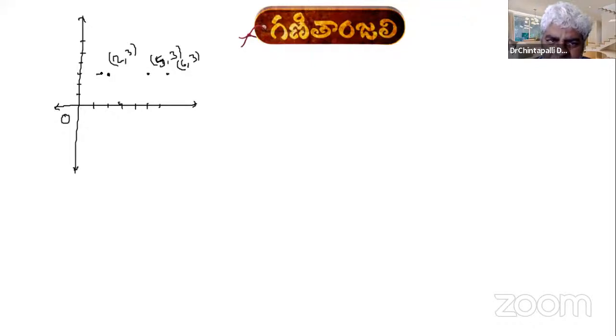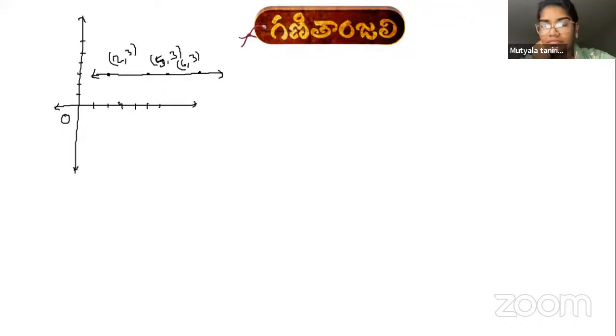If we join these lines, we get a horizontal line. It is called a horizontal line, or a line parallel to x-axis. This line is parallel to x-axis. So a horizontal line, or in other words, if a line is parallel to x-axis, the y coordinates are same.